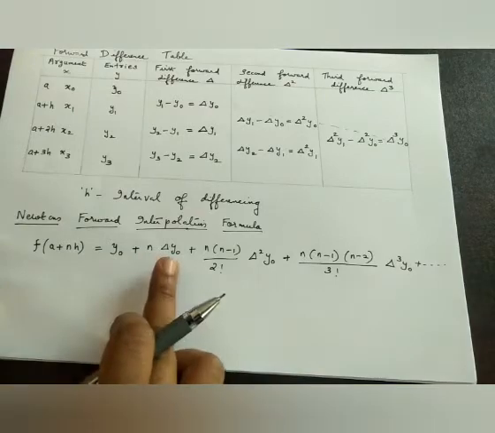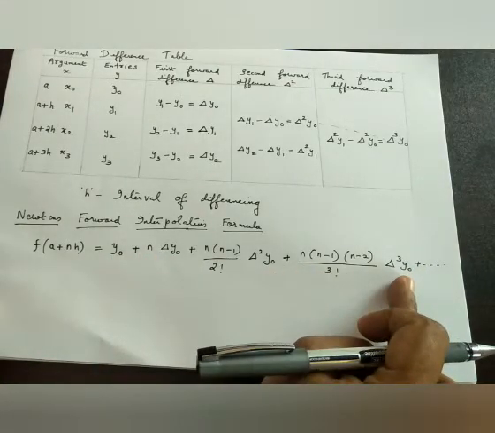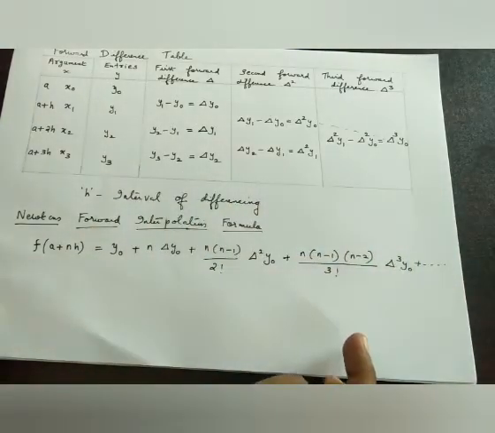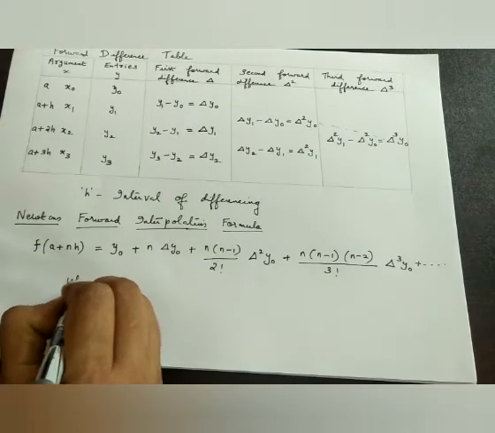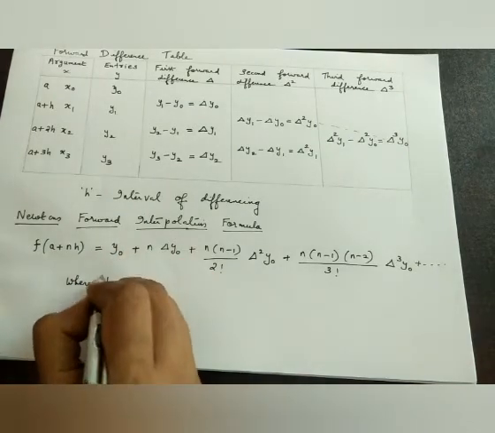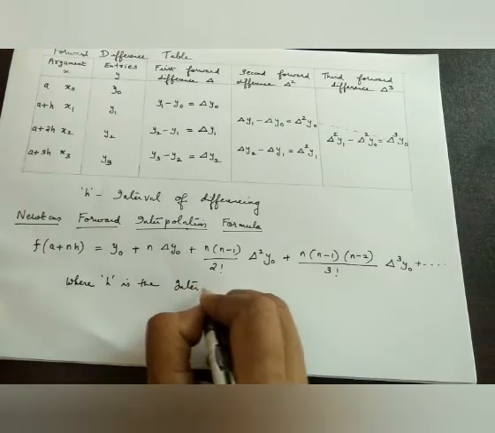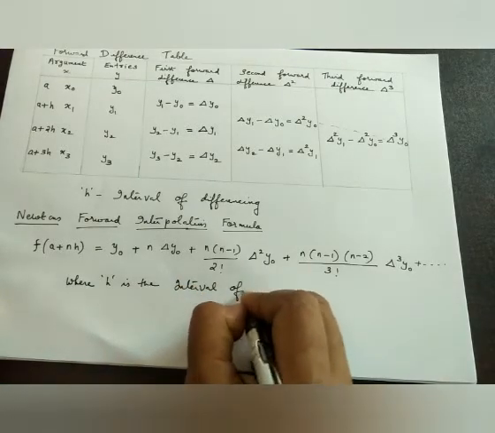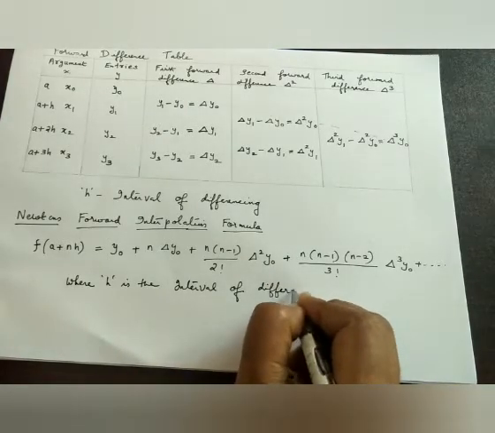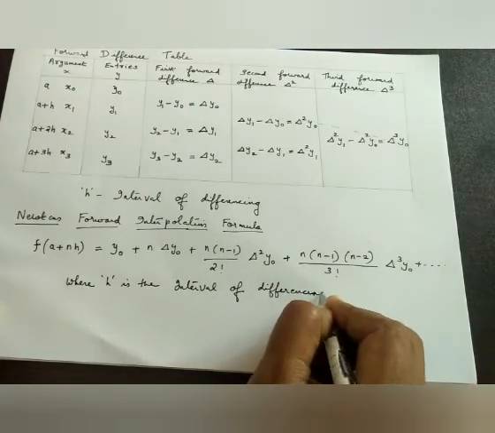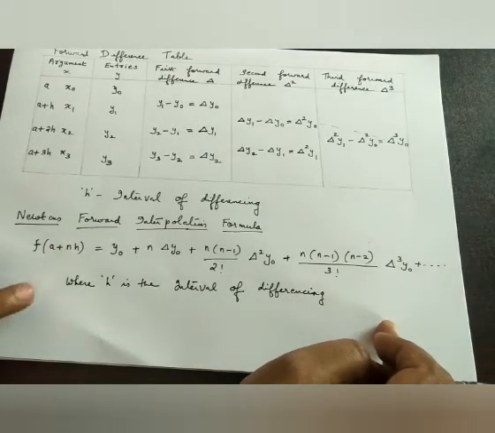The values of y0, delta y0, delta square y0 and delta cube y0 can be calculated using the forward difference table, where we already know that h is the interval of differencing. And the value of n depends upon the question.